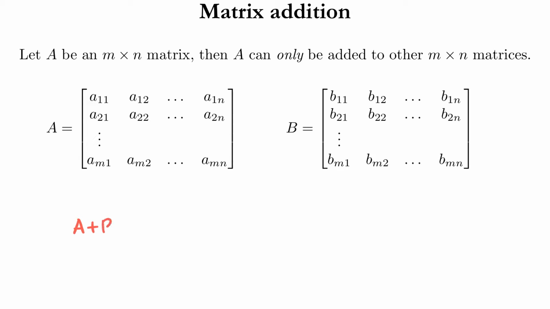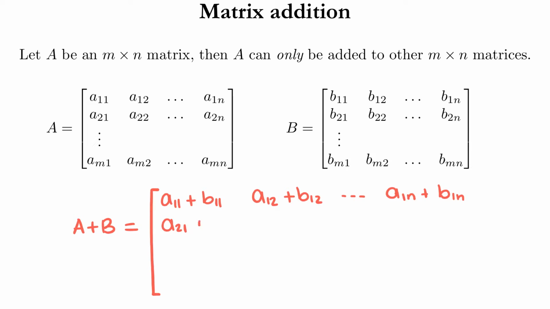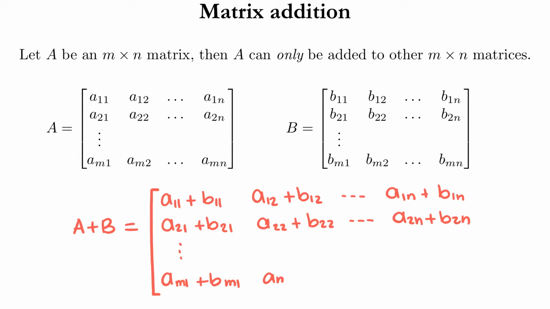That is, the matrix A plus B has entries A11 plus B11, A12 plus B12, all the way up to A1n plus B1n in its first row, then A21 plus B21, A22 plus B22, all the way up to A2n plus B2n in its second row, and this carries to the mth row where the entries are Am1 plus Bm1, Am2 plus Bm2, all the way up to Amn plus Bmn.